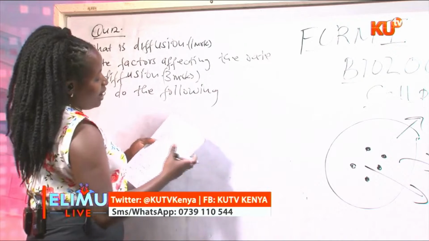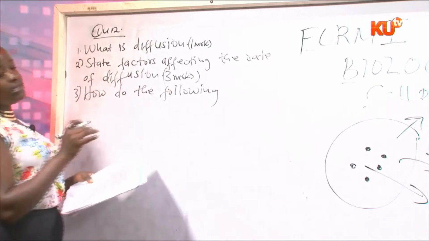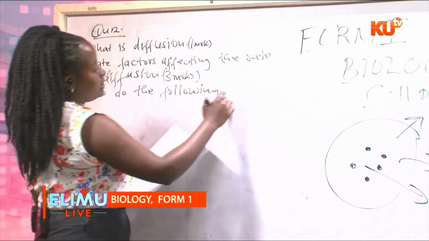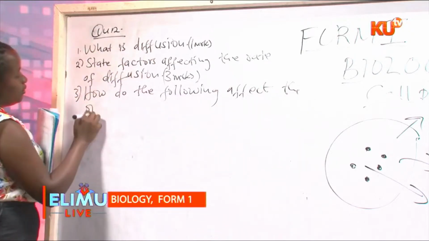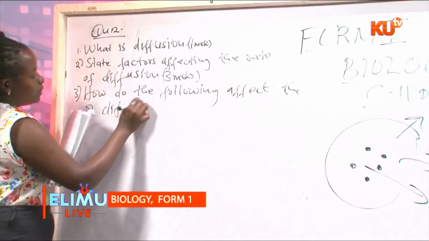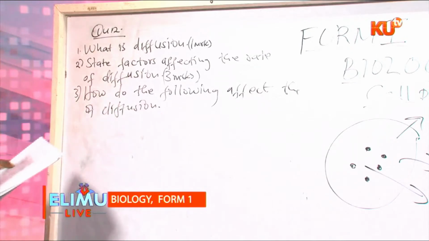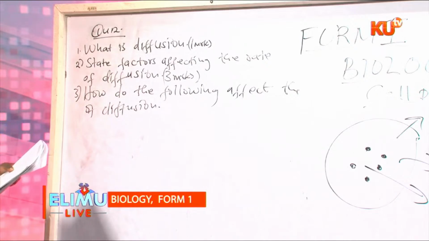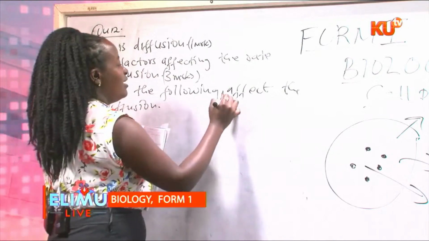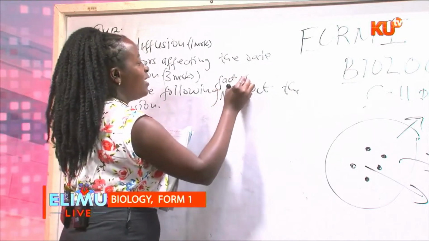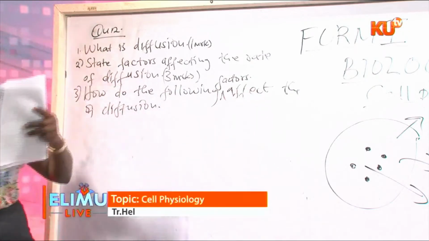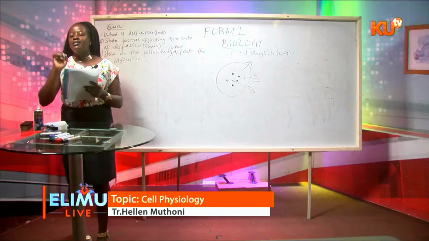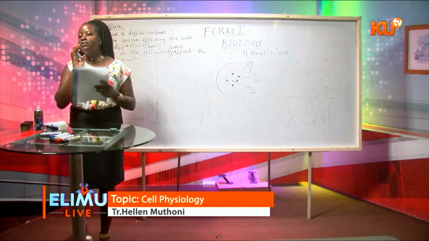Ensure that anytime you're answering a question on factors, for example, this question number 3, how do the following factors affect the rate of diffusion? Once you get a question on factors, always make sure that you're giving both sides of that factor.